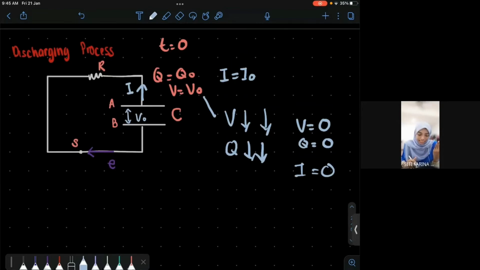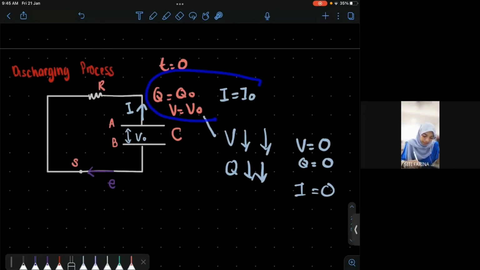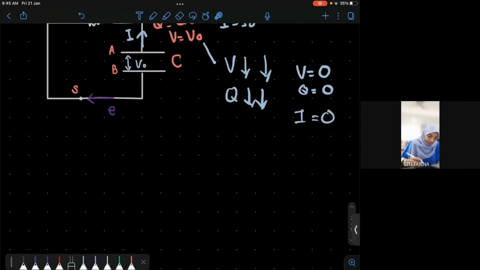So untuk proses discharging, they started everything from maximum, Q maximum, V maximum, I maximum. The electron slowly flow from negative to positive plate to neutralize the proton on the positive plate itu. So as dia tengah slowly neutralize, the potential akan drop, charge akan drop, current pun akan drop, sampailah semua tiga-tiga ni sama dengan zero, completely ataupun fully discharge, habis. Lepas tu kita kena charge balik lah, and then the process repeat. Charge, discharge.